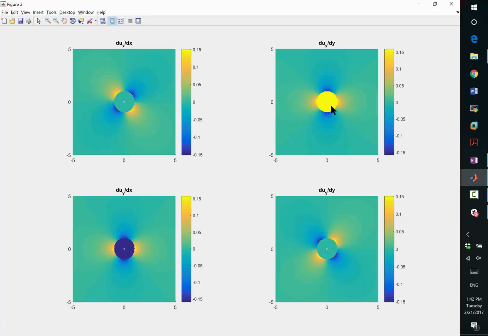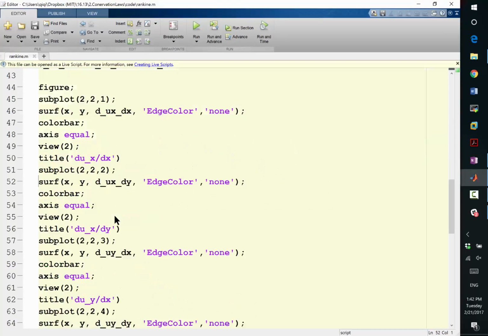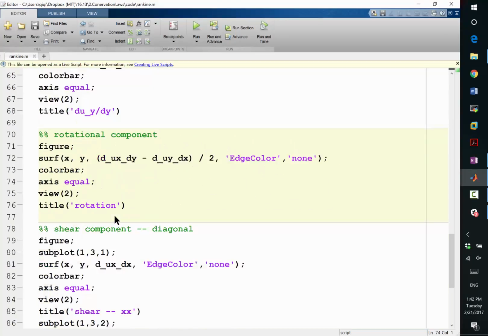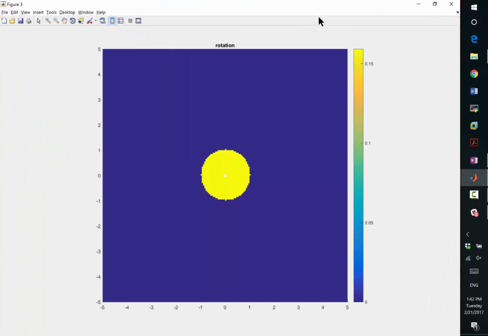Of course, inside the core, this is positive, this is negative. We're going to get a positive rotation. Outside the core, what do you think? It'll be 0, right? Because this looks exactly the same, right? So let's do that. Rotational components, run it. That's the rotation of this Rankine vortex.